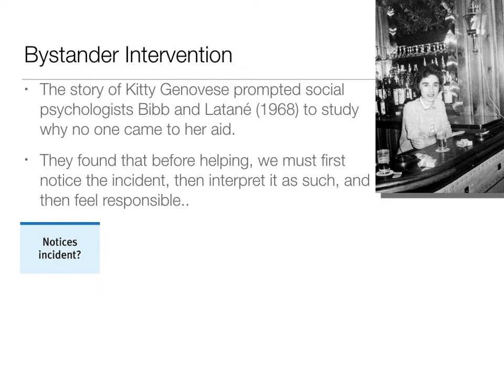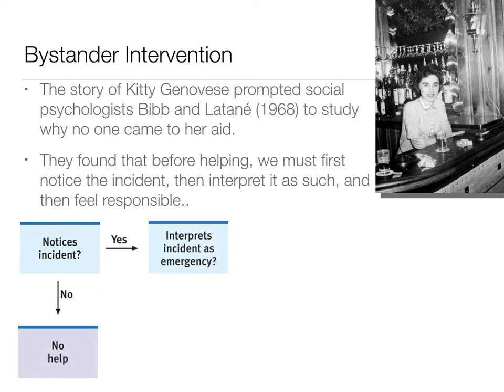If you notice the incident, yes, then you go to the next question: do you interpret it as an emergency? If you don't notice the incident, and I'm sure there were people in some of those apartments who didn't notice, there are always people whose attention is selectively somewhere else, so they're missing things. Some people are just a little more oblivious than others. There were definitely people who didn't notice the incident. And if you don't notice the incident, you're not going to be able to help, right?